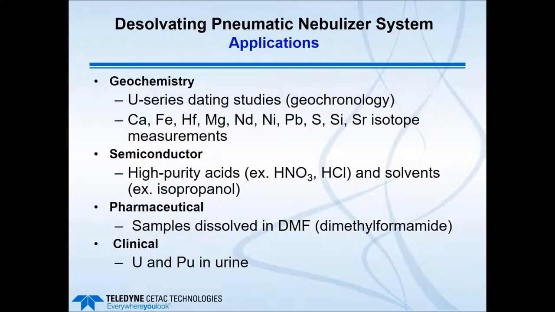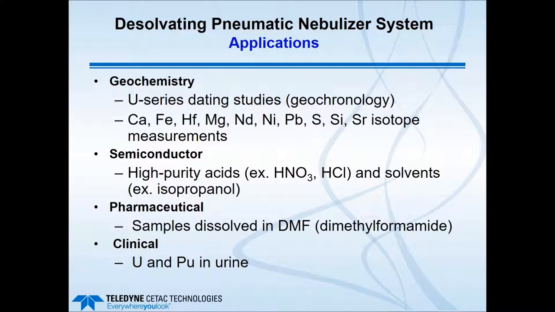So applications of this type of a system, and the one we're going to talk about today, are applications in geochemistry. In particular, we'll look at the first or top one, uranium series dating studies used in geochronology. There are also a number of other isotope systems that, of course, can be measured using this system with an ICP-MS. Some examples are calcium, iron, hafnium, and so forth.